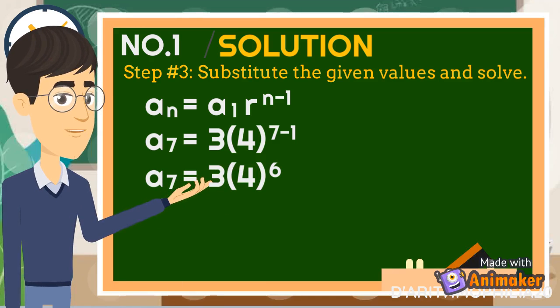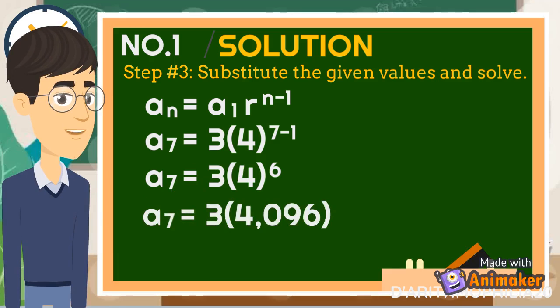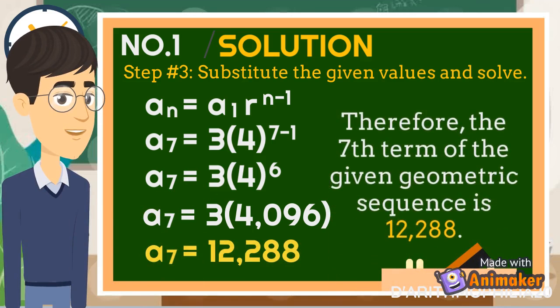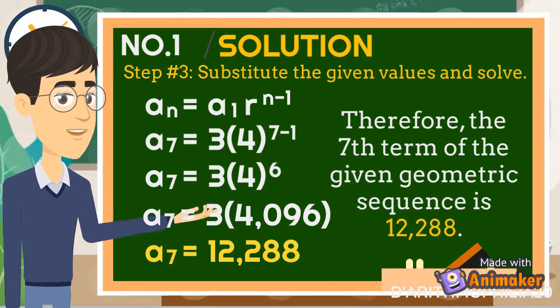Simplifying this, we can obtain a sub 7 equals 3 times 4096, as the value of 4 raised to 6. Lastly, we will multiply 3 and 4096, which will give us the product of 12,288. Therefore, the seventh term of the given geometric sequence is 12,288.